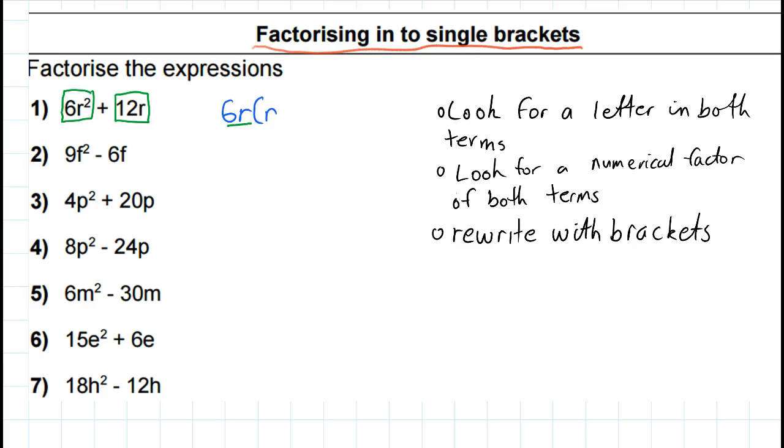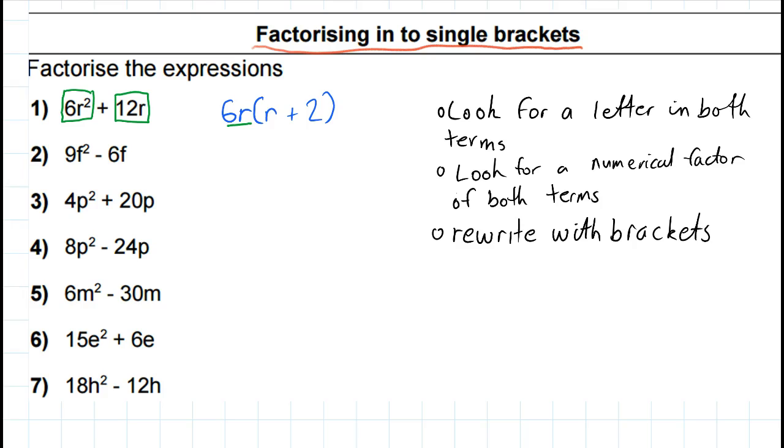12r divided by 6r gives me 2. 12 divided by 6 is 2, and r divided by r is 1. How many r's in r? 1. So that goes away and cancels. And I'm left with 6r plus 2.